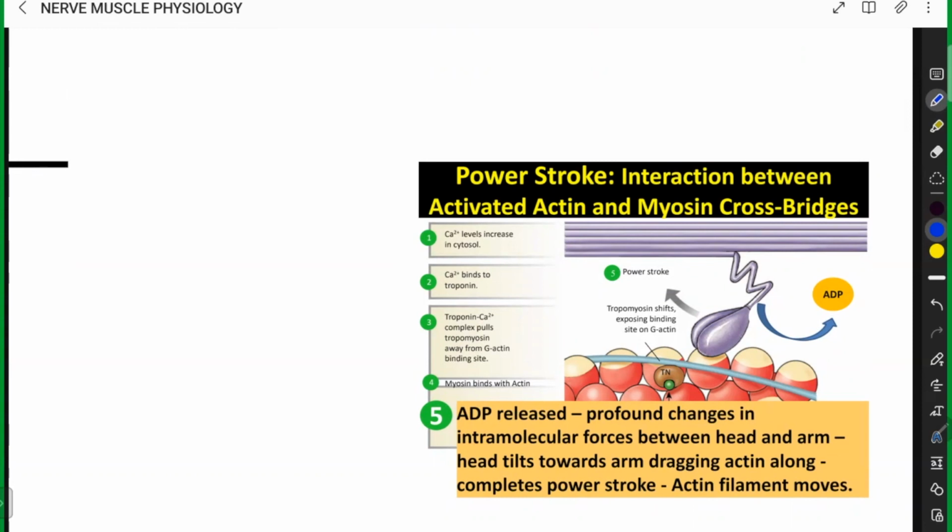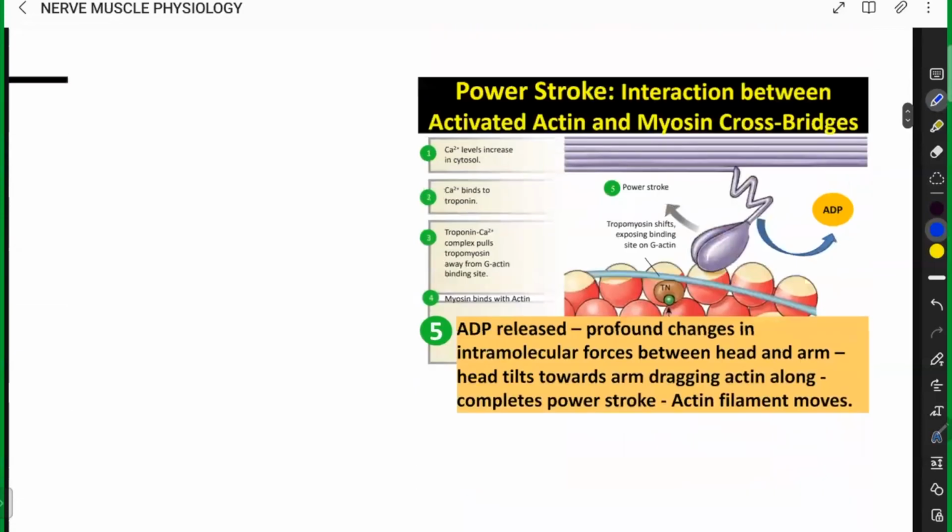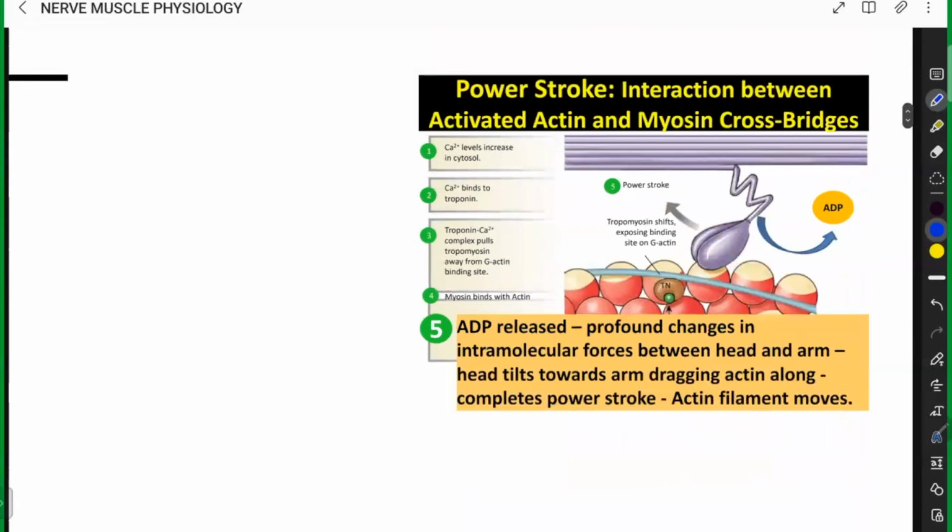ADP is released. There is a profound change that takes place at the intramolecular level between the head and arm. Your head is going to tilt towards your arm. Can you see the head tilting towards the arm? This tilt causes movement of your muscle fiber. This is going to cause contraction. Clear? So there is going to be binding. Now myosin is free to interact with actin.